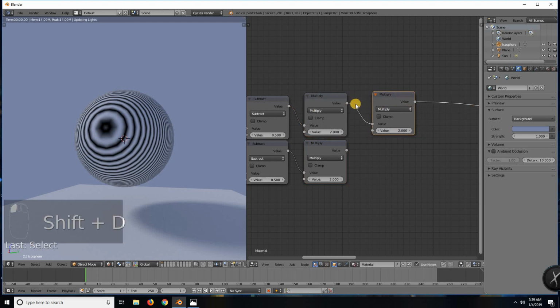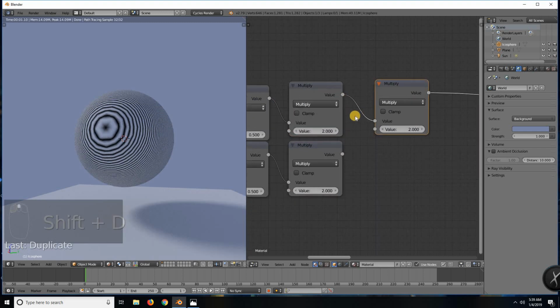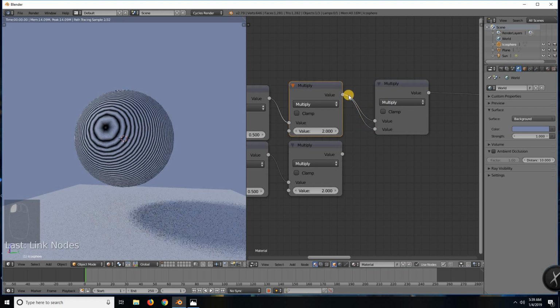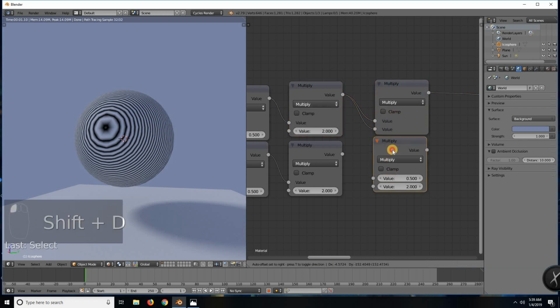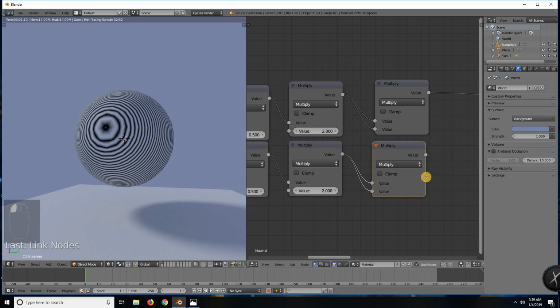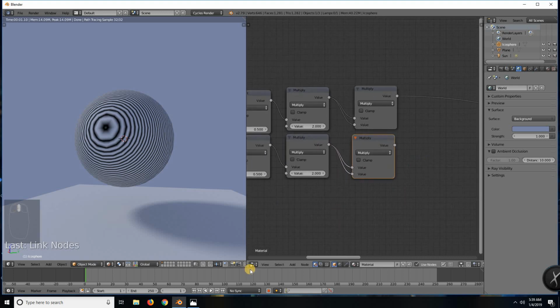Anyhow, to square these, we just have to multiply them by themselves. So I set this node to multiply, or it already was, and then I multiply this number by itself. It is now squared. Do the same thing to this one. So now x and y are both squared.